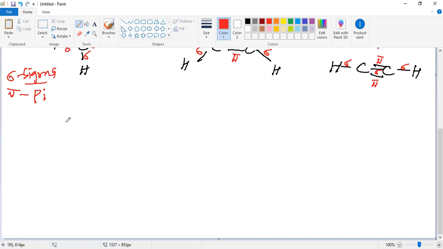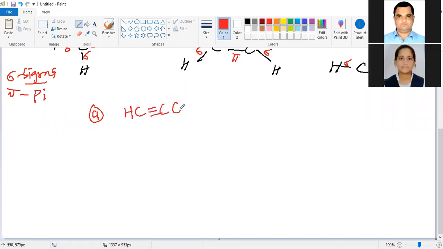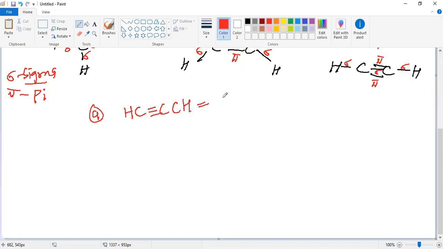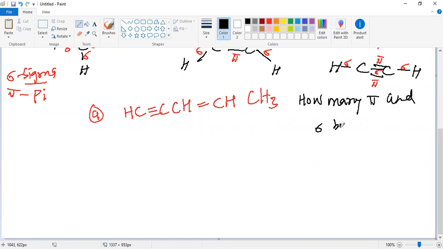I'm going to give you one compound. Suppose you have a compound. This compound is this: CH triple bond C, CH double bond CH, CH3. We just need to find out how many pi bonds and how many sigma bonds are present.